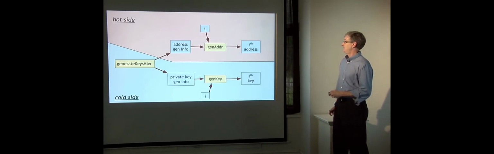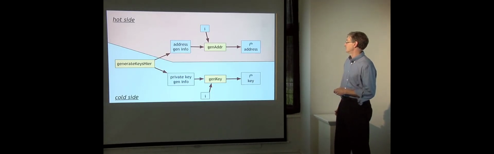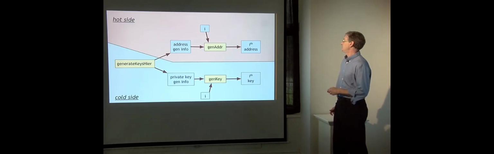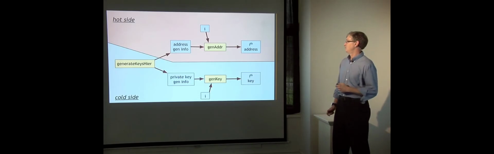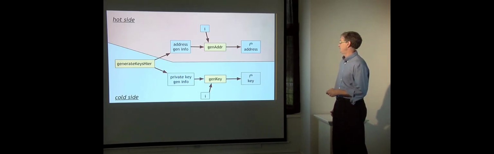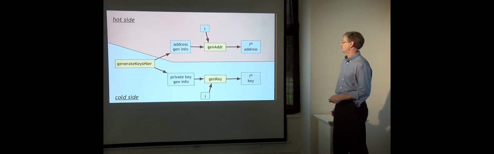Then, once we've done that, the hot side can generate the entire sequence of addresses on its own without needing any further communication with the cold side. We can generate an arbitrarily long string of addresses, or at least long enough that we'd never have to worry about running out. And on the private side, we can generate the corresponding keys, again, without needing to communicate. We can generate that later.